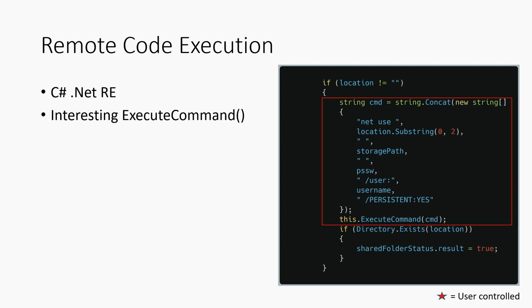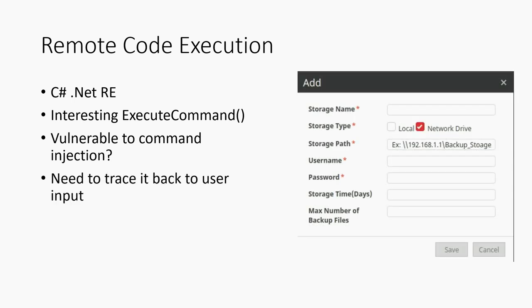So it looks like this command is being constructed using several variables that are clearly assigned elsewhere. So our first thought is, could this be a good spot for a command injection? Are these values user controlled? And it turns out that three of them are. When we traced back through the XRefs all the way back to the front end, we realized that this particular block of code is invoked when somebody tries to add a remote network storage device for backup purposes or something like that.